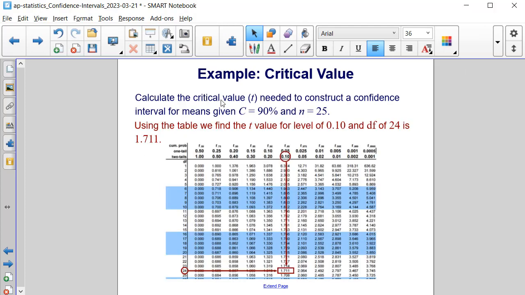And then in order to find the critical t value, we need to use the table to determine what it is. So we have the level of 10 hundredths, or 1/10. Then if we go down for the degrees of freedom to be 24, we end up at 1 and 711 thousandths.